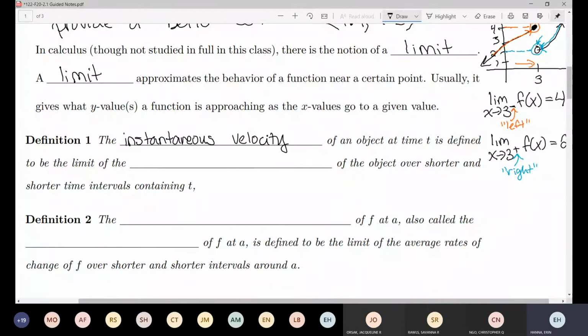Instantaneous velocity of an object at time t is defined to be the limit of the average velocity of the object over shorter and shorter time intervals containing t. Now I'm going to do an illustration of this on the next page to try to make a bit more sense of what I mean by the limit of the average velocity.